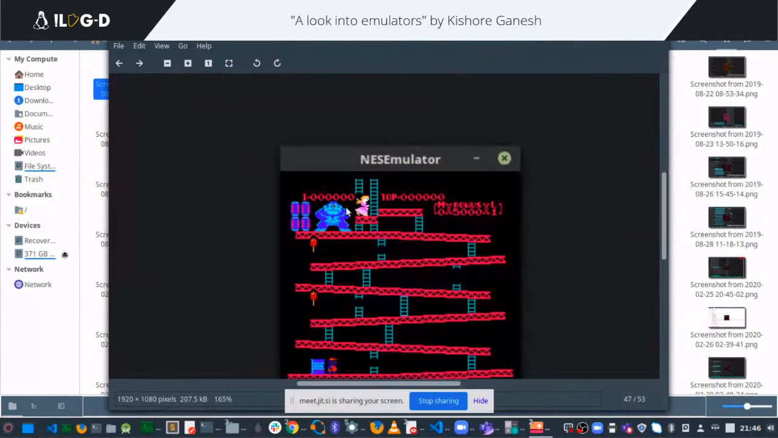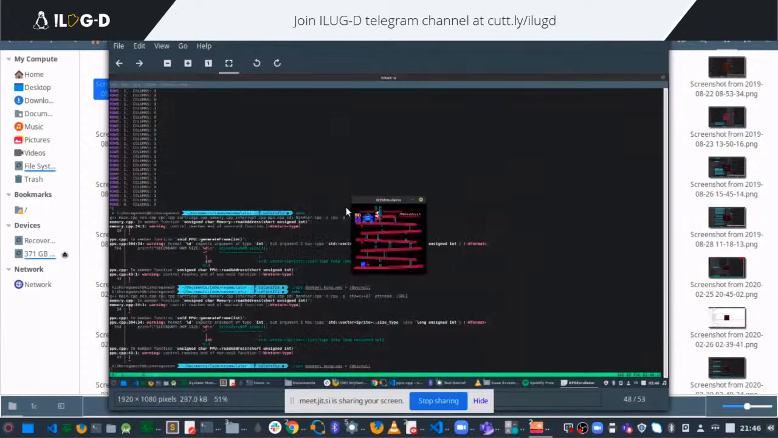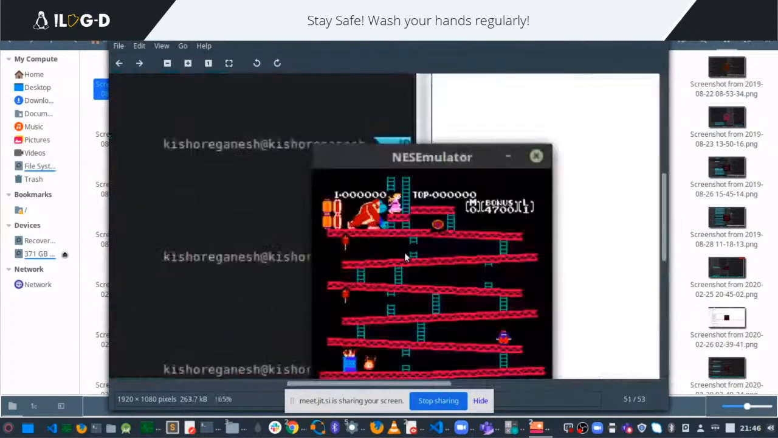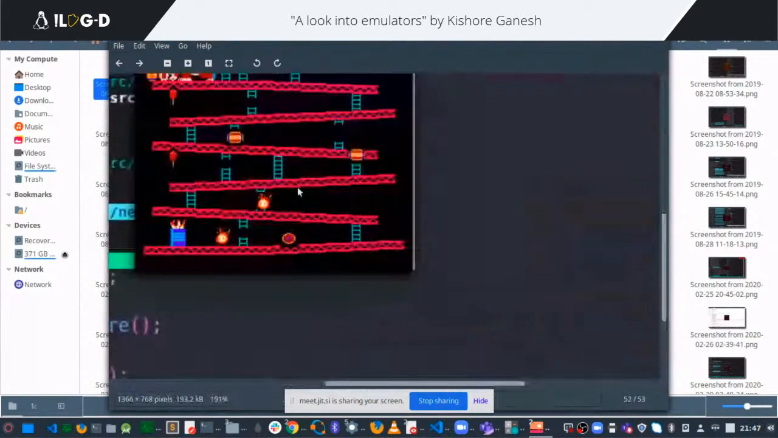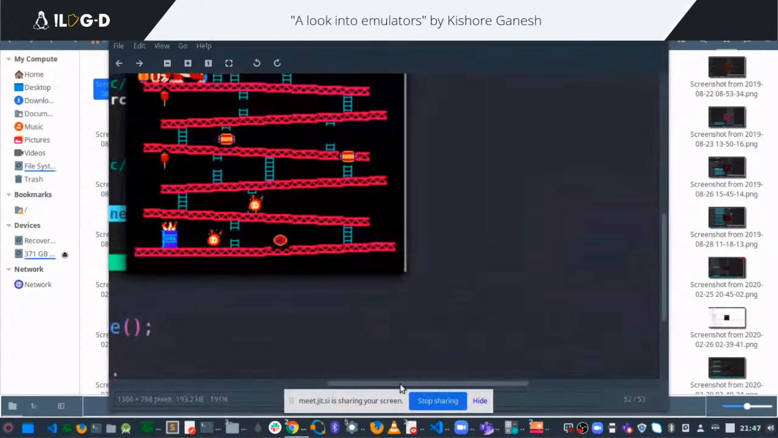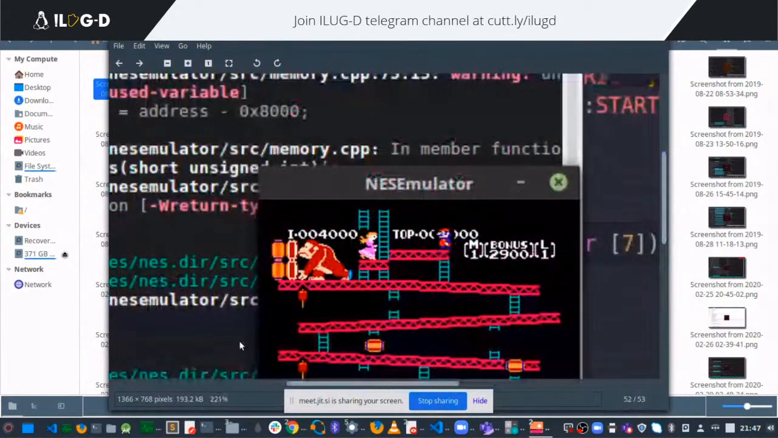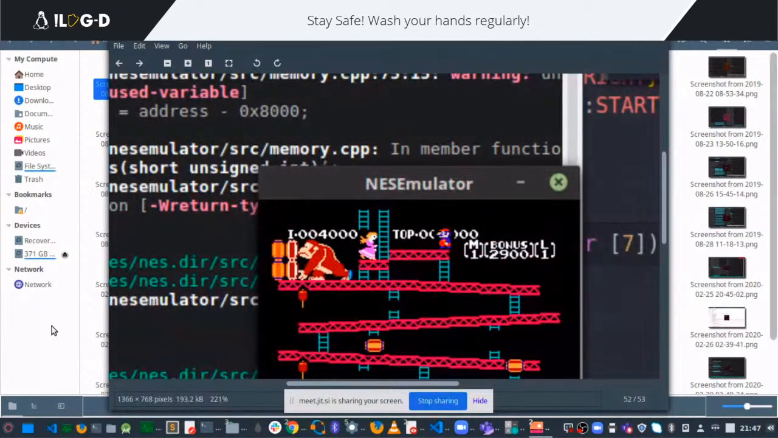And so these are all results of fixing the bugs. I'm running the same software, but still there are lots of bugs here. And so now finally the ape's colors are fixed. We have these sprites appearing. Mario also looks fine. And finally we have the emulator, right? We have Mario here, right? And that's what the emulator's progress looked like.